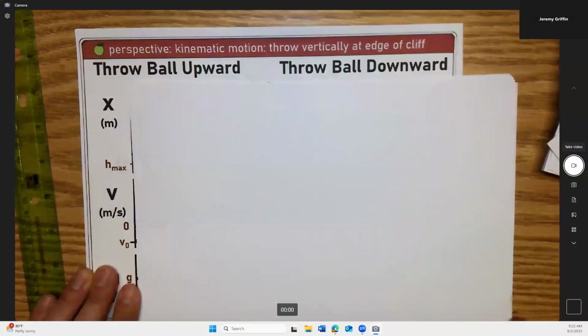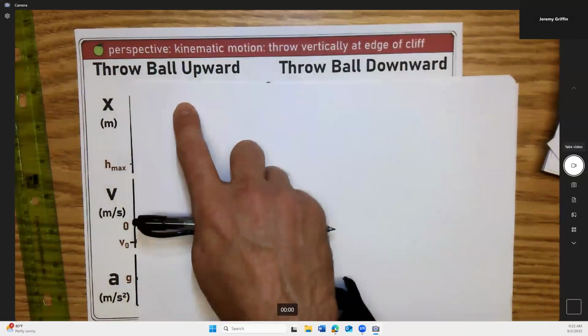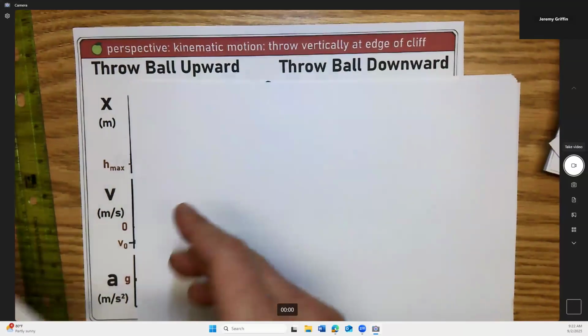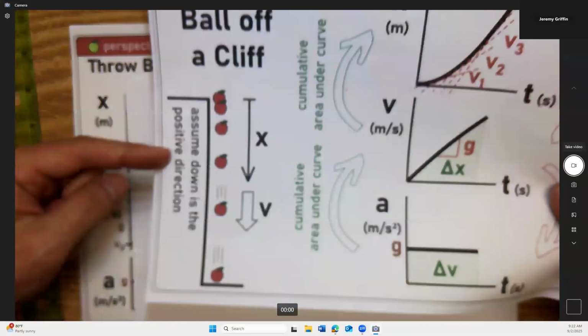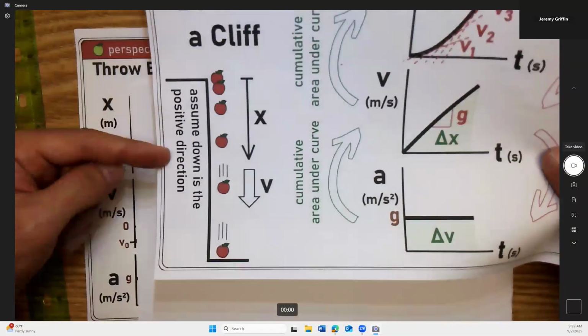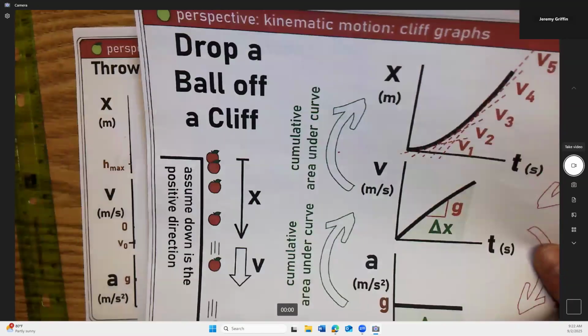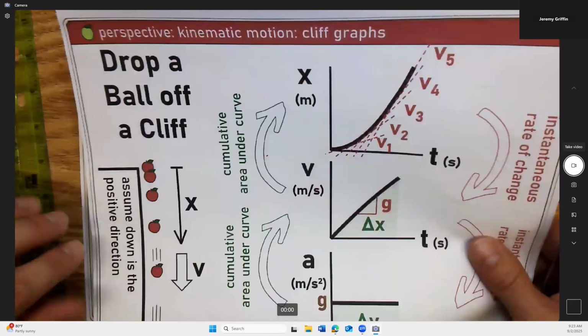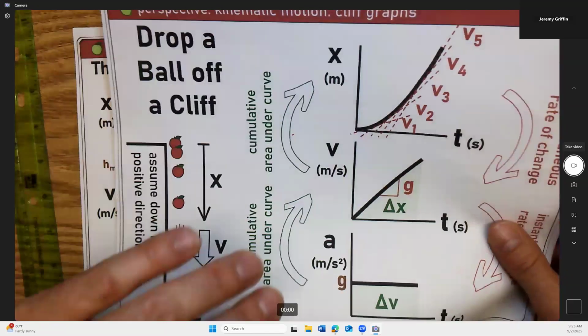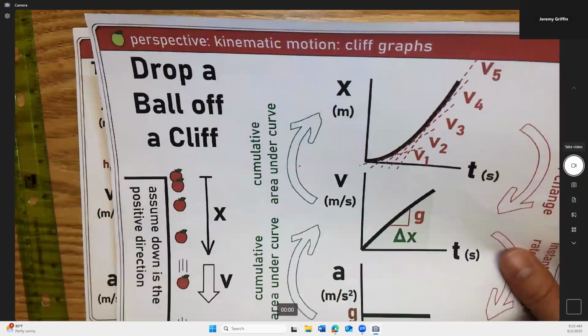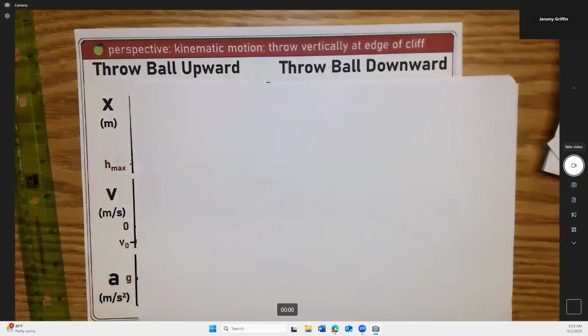Let's start with throw the ball upward. But let's keep the same direction definitions. Remember I've been saying assume down is the positive direction. Okay. Now AP could go either way, so be ready to handle that either way. And if you change the definition, the graphs just turn upside down. So they look the same shape, they're just upside down. Okay. But let's do it.